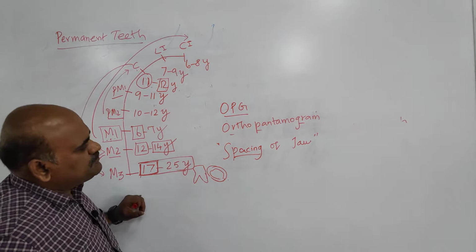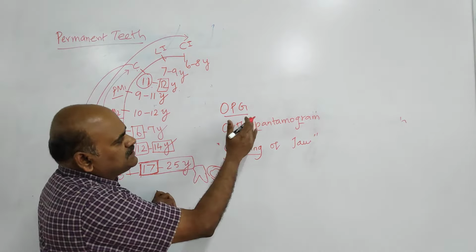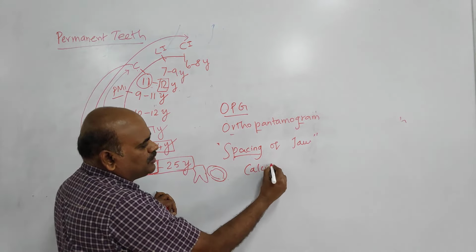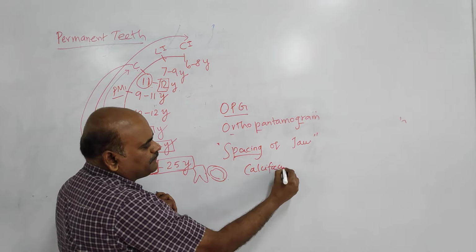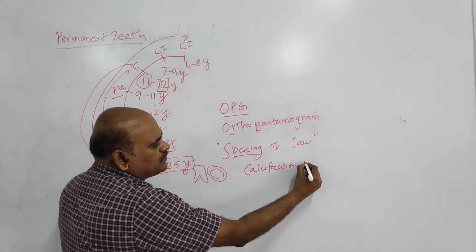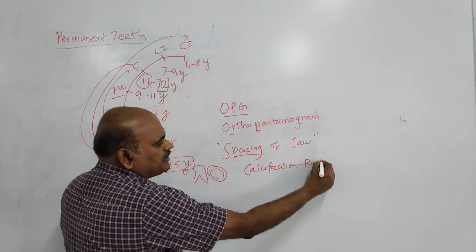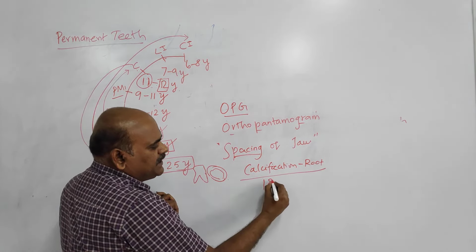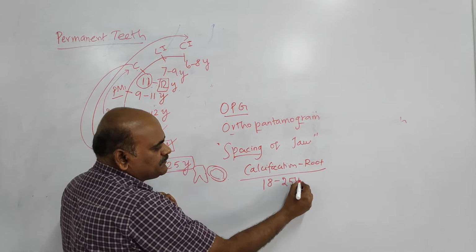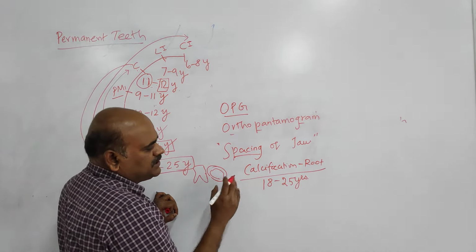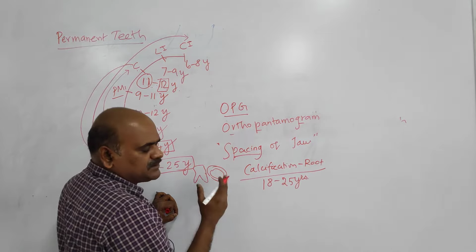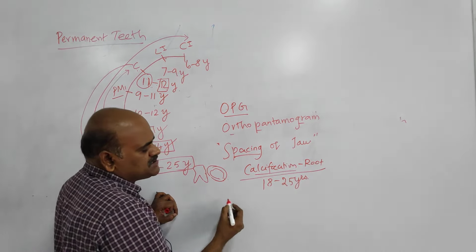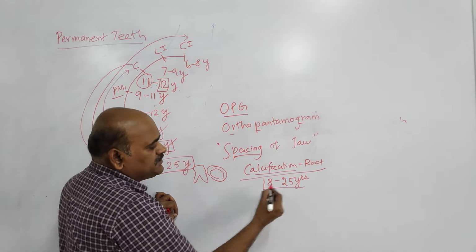Suppose the third molars are present. Again with this X-ray we can make out whether the calcification of the root of the third molars is completed or not. That completion occurs between 18 and 25 years. If the third molars are present, whether impacted or normal, you have to take the X-ray to study whether the calcification is completed, which occurs between 18 and 25 years.